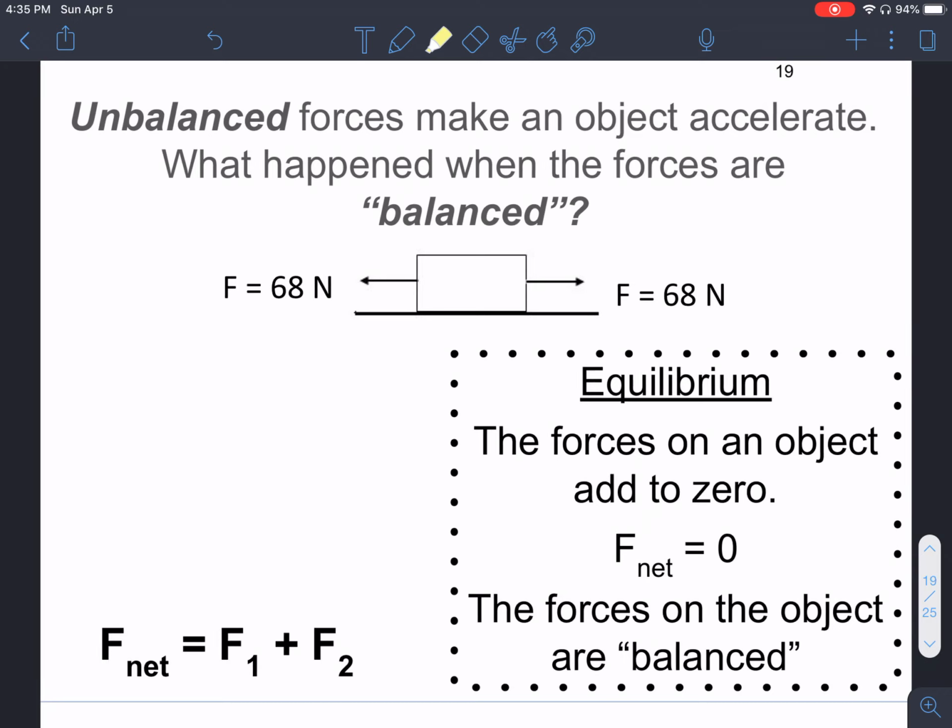Okay, so we just saw two examples of how unbalanced forces make an object accelerate. But what happens when they are balanced, like we have in this example? So 68 newtons in the east-west direction, or left-right direction, gives us a net force of 0. And you could always double check that by actually punching it in. So we'll have -68 newtons plus 68 newtons, which equals 0. So anytime you get a 0 for your forces, know that your object is stationary.